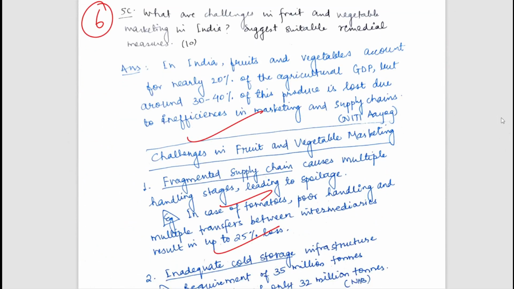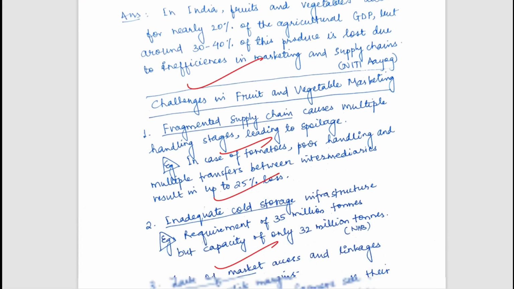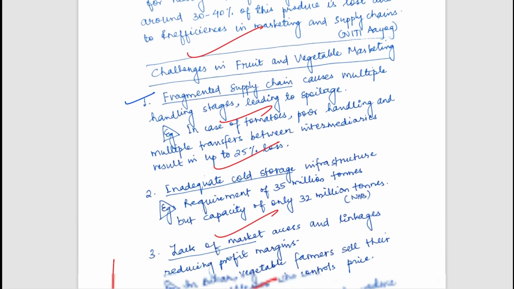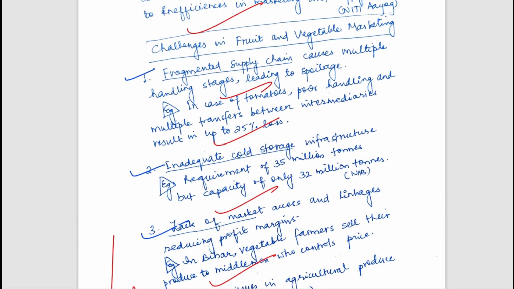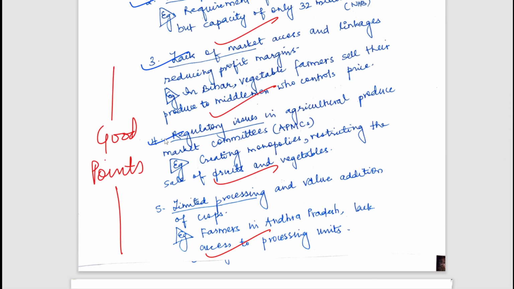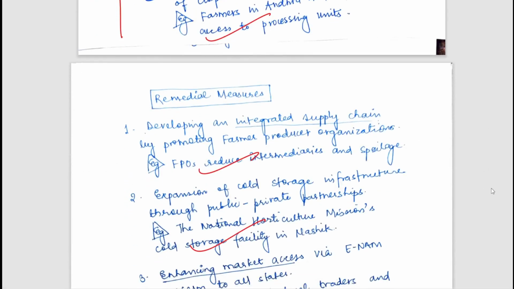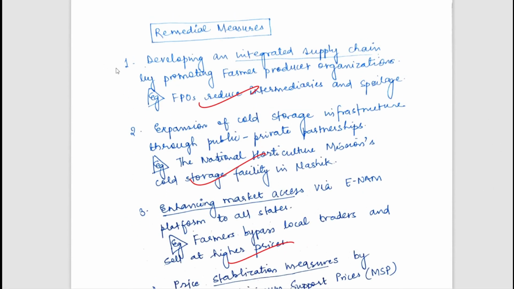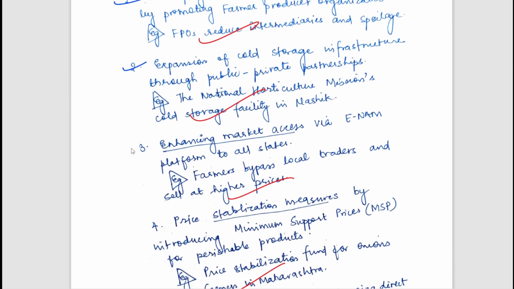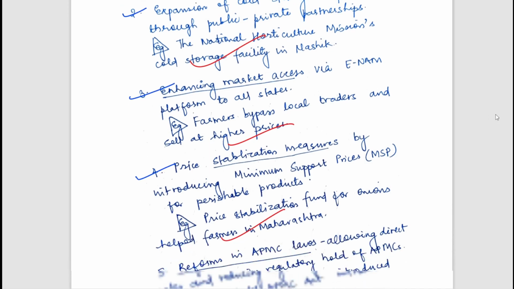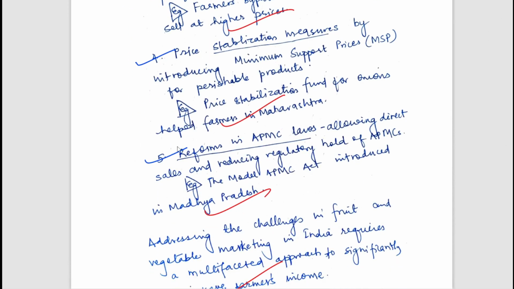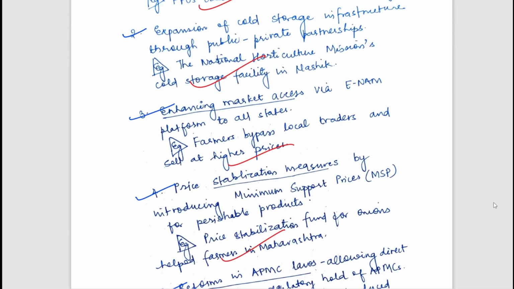The next question is, what are the challenges in fruit and vegetable markets in India? Suggest suitable remedial measures. So what are the challenges, we will see first. First of all, we always see that there are fragmented supply chains, there is inadequate cold storage, there is lack of market access. Regulatory issues are there, limited processing is there. Remedial measures have also been mentioned, that is developing integrated supply chains. We can expand the cold storage infrastructure, we can enhance market access, we can do price stabilization measures, we can reform the APMC laws. So well written points, you can simply pause and read.